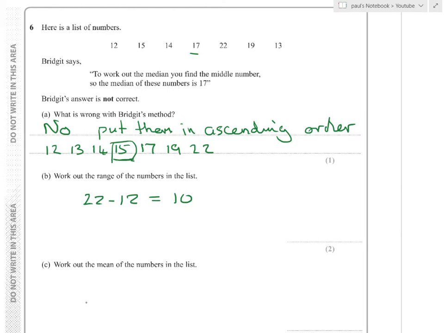The mean, add them all up and divide by 1, 2, 3, 4, 5, 6, 7. Divide by 7. Don't worry, calculator's coming to hand. So 12 plus 15 plus 14 plus 17 plus 22 plus 19 plus 13 equals 112. So write that down there, 112 divided by 7 equals 16.